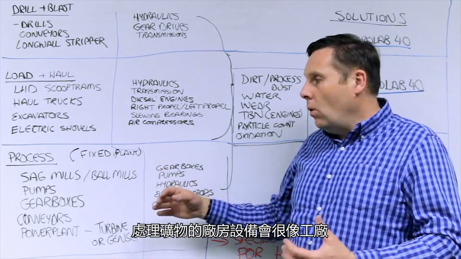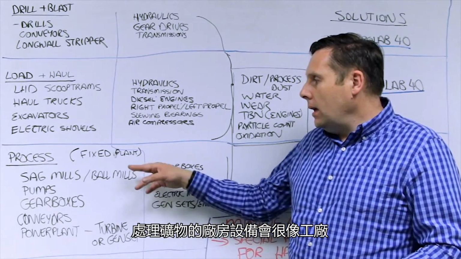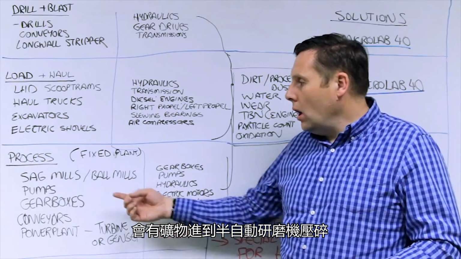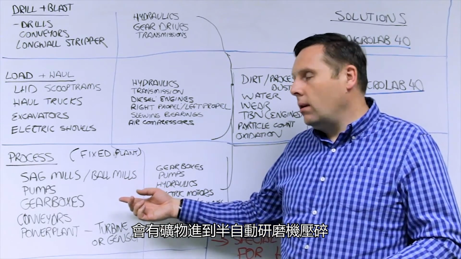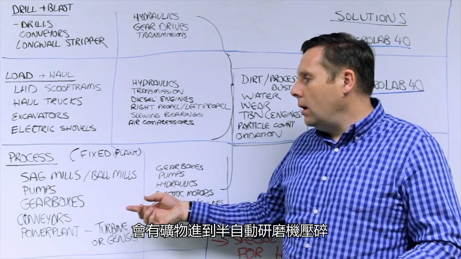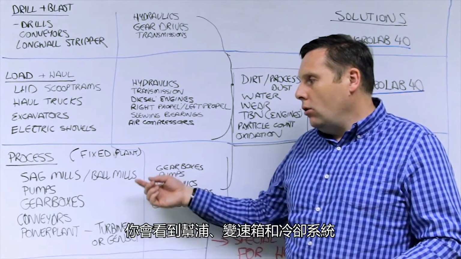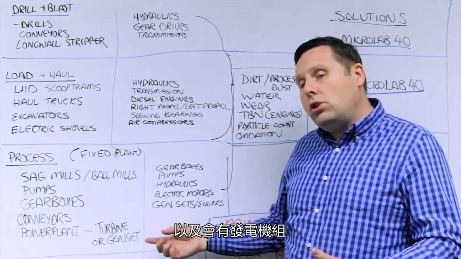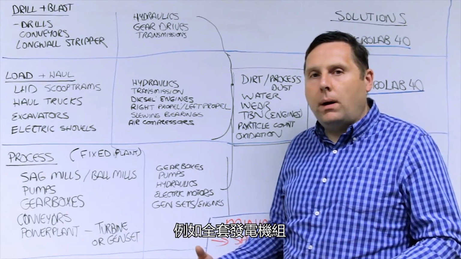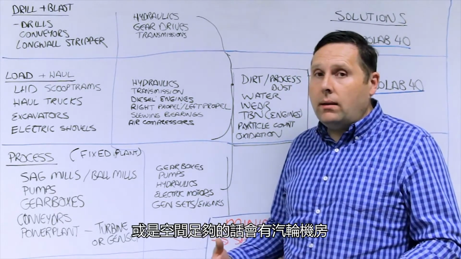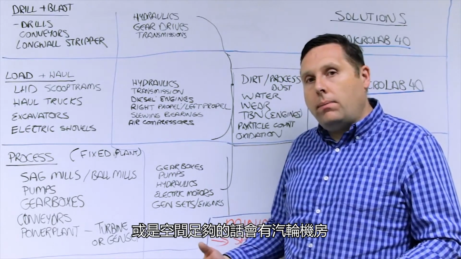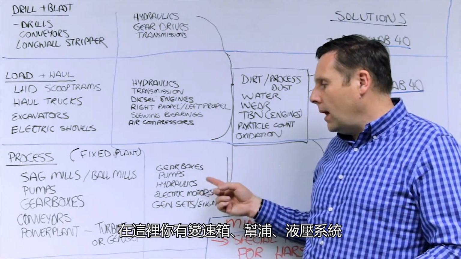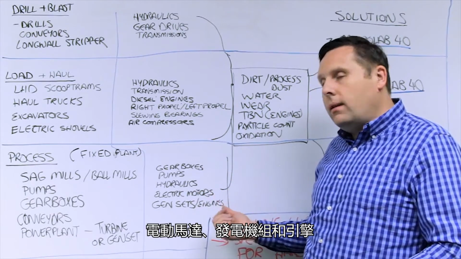For your plant, where the ore is processed, the fixed plant, you're going to deal with what looks like an industrial plant. You've got ore coming in, you've got things like SAG or semi-autogenous mills that are actually grinding the ore. You can have ball mills, you can have pumps and gearboxes and cooling systems to be able to support that. And you have usually a power plant on the premises, a full stage power plant, either a full genset, or in some cases, if it's large enough on the mine, a turbine power plant house. And so that's a power section. In those, you've got gearboxes, pumps, hydraulic systems, electric motors, gensets, and engines.